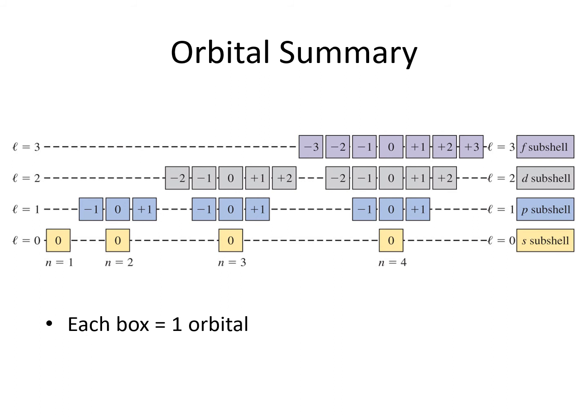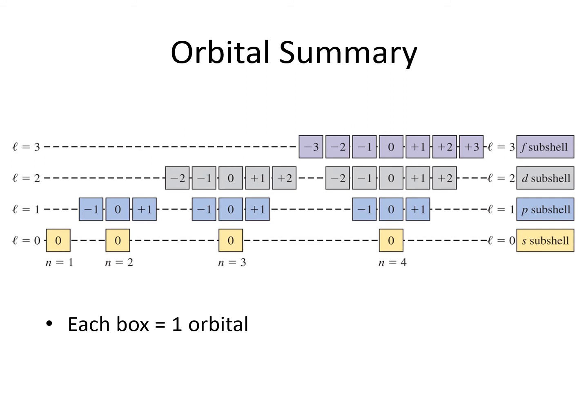This figure summarizes what we have already talked about with quantum numbers. The columns represent different energy levels with different values of n. The rows represent shapes with different values of L. The numbers in the boxes represent specific orientations with different values of m sub L. Each box represents one orbital and can be described by a combination of 3 different quantum numbers.